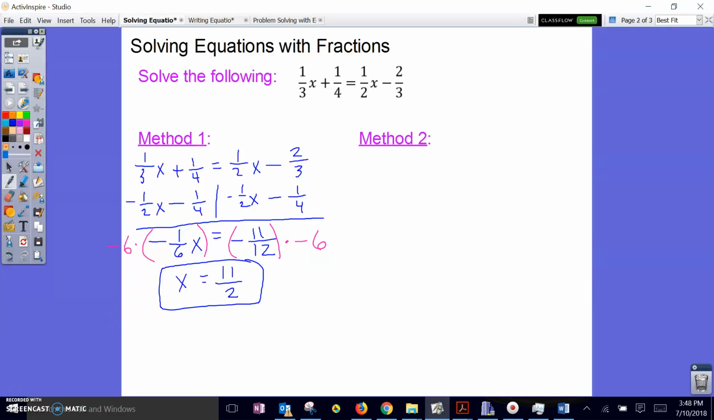Okay. Now in method 2, what I'm going to do is find a number that is a common multiple of all the denominators in this original equation. And the smallest such number is 12. So I'm going to take this whole equation and multiply it by 12. And that's going to wipe out all the fractions.